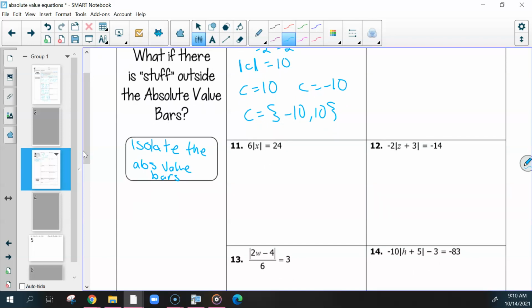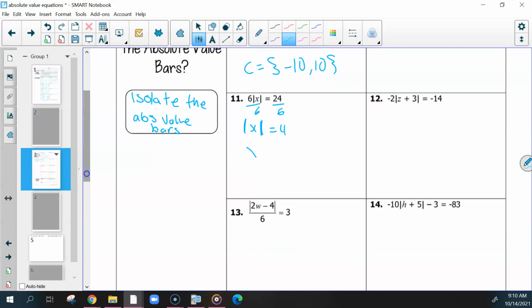Go down to number 11. Again, there is something outside of the absolute value bars. So pretend that this absolute value of x is just x. In order to get rid of the 6, we would do what? Divide both sides by 6. And then once those absolute value bars are by itself, we can set the x equal to a positive and negative 4. And write your solution.